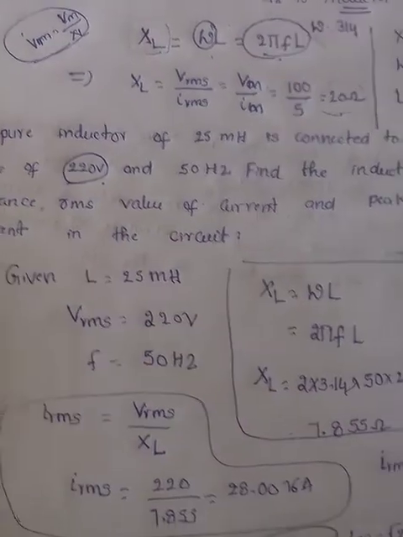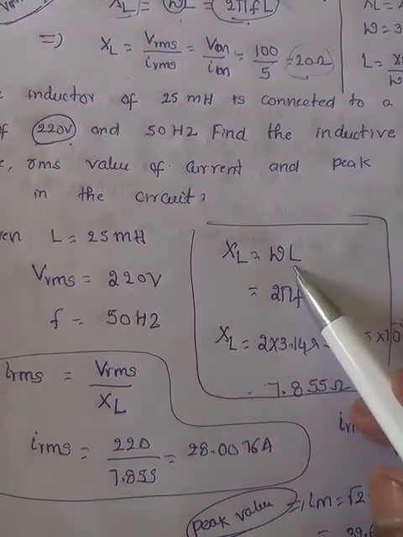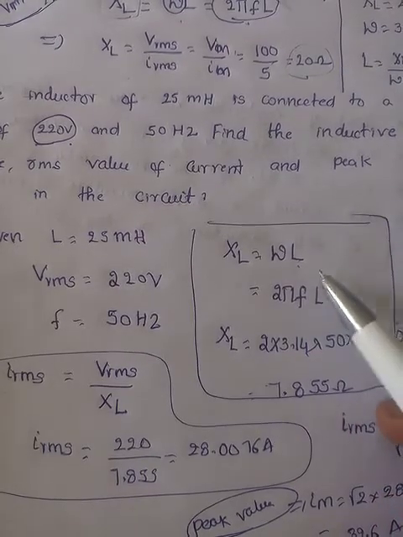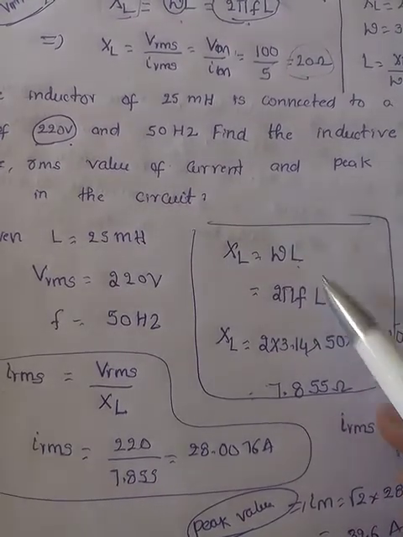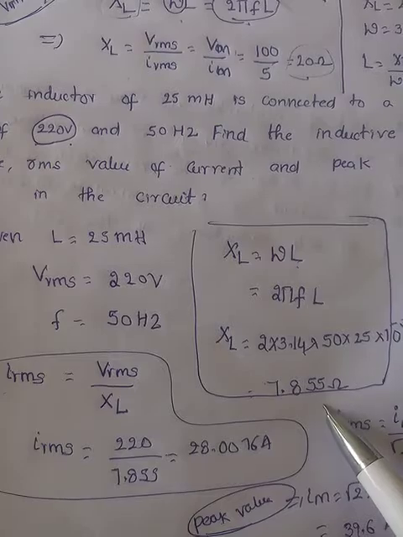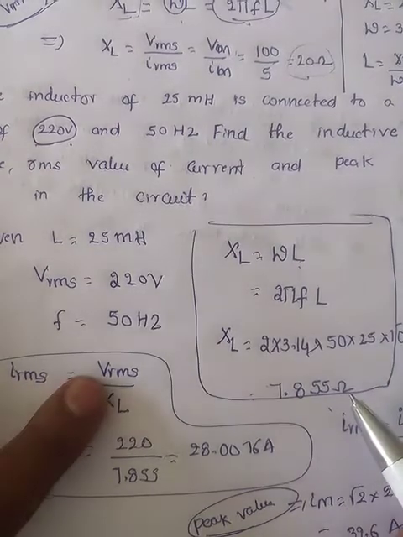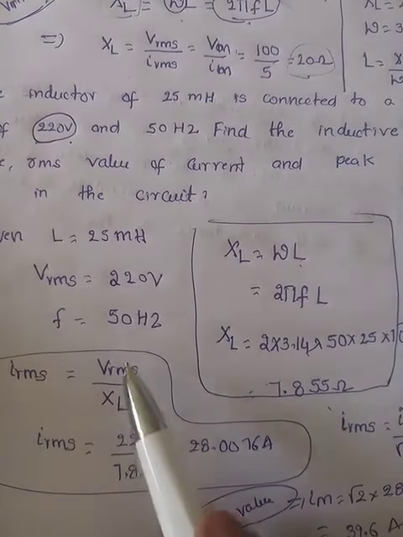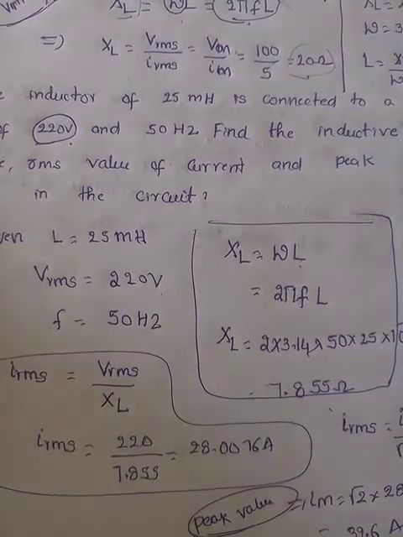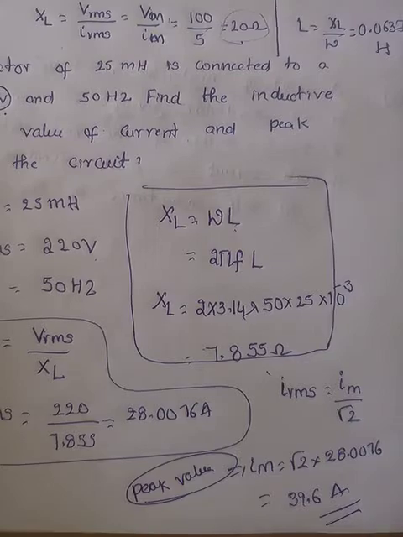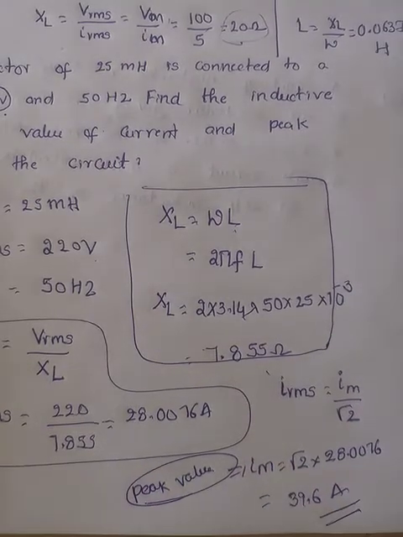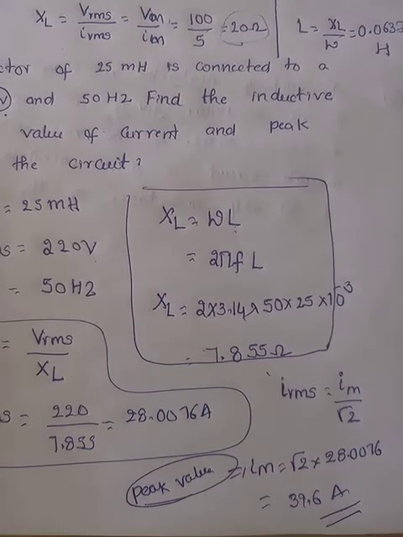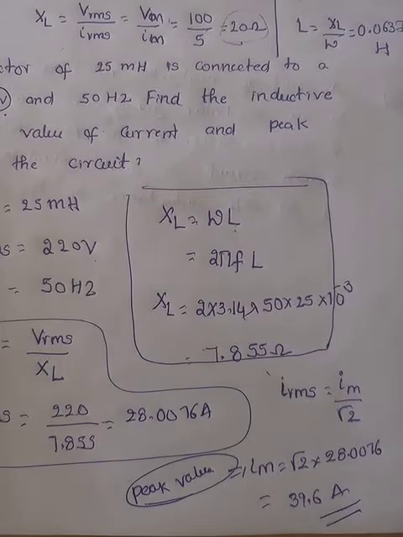So this is a normal inductive circuit having inductance L and applied voltage 220 volts. Frequency is 50 hertz. What are the things they ask? Inductive reactance. XL is equal to omega L. Substitute the values, we get the XL value. And Irms is equal to Vrms by XL, so Irms is 220 by XL. The relation between peak value of current and RMS value of current is Im equal to root 2 into Irms.